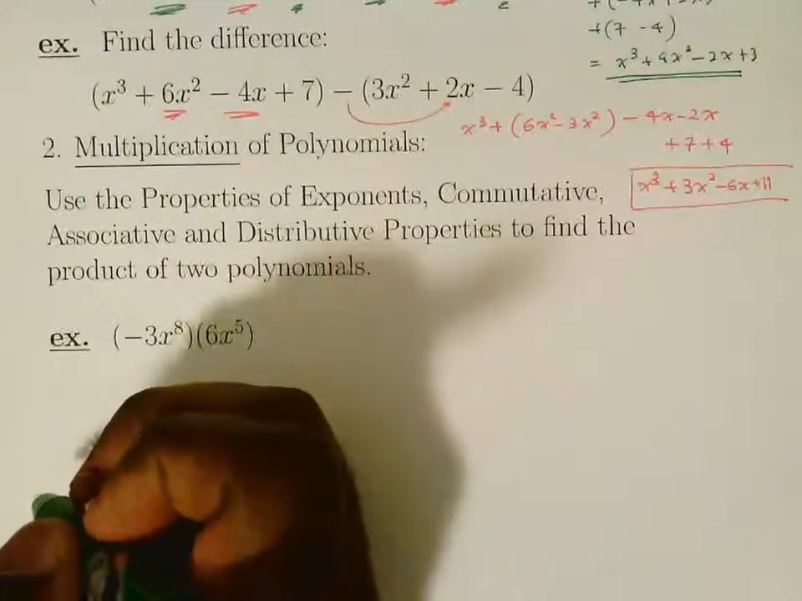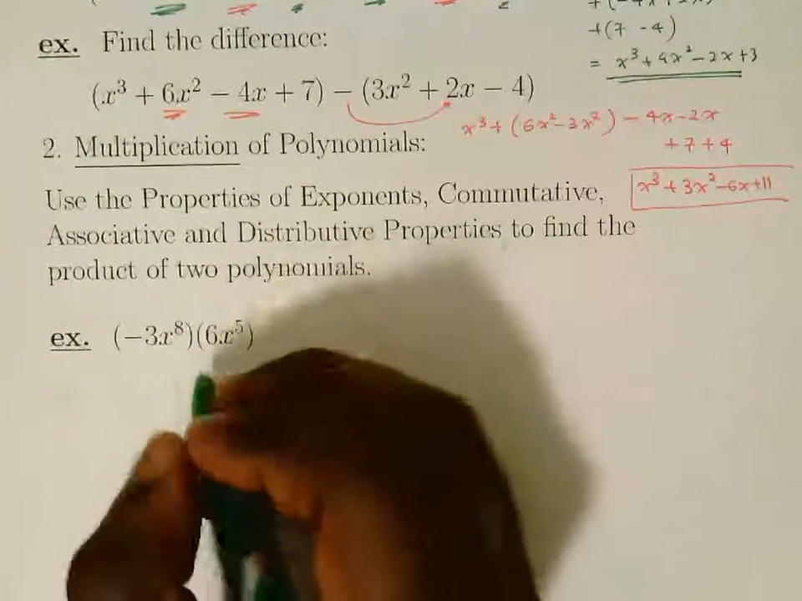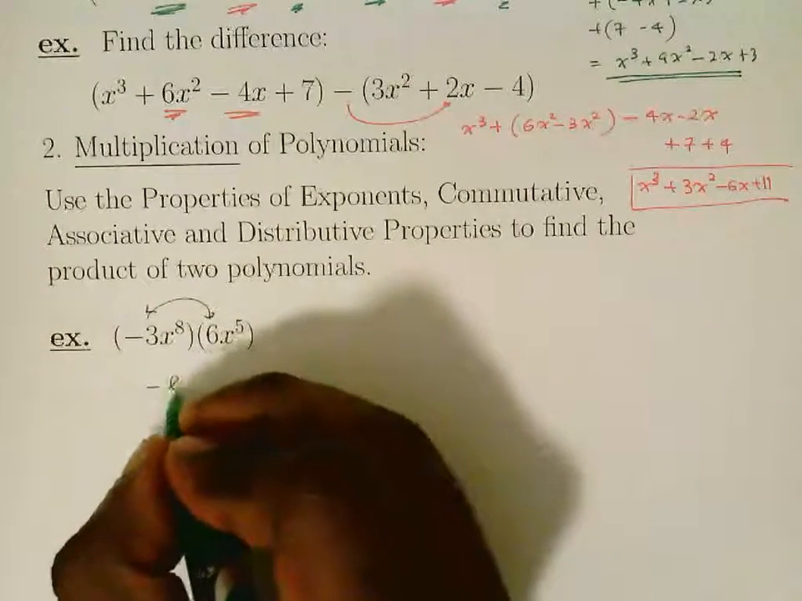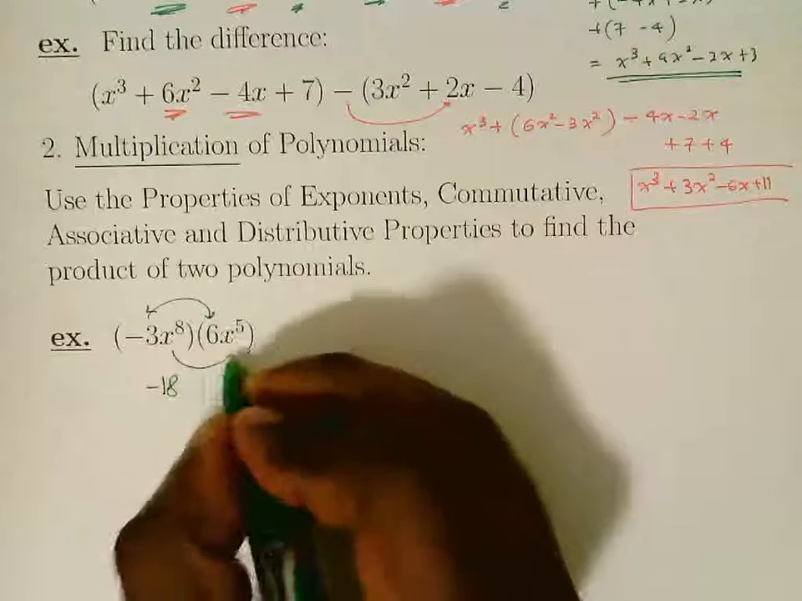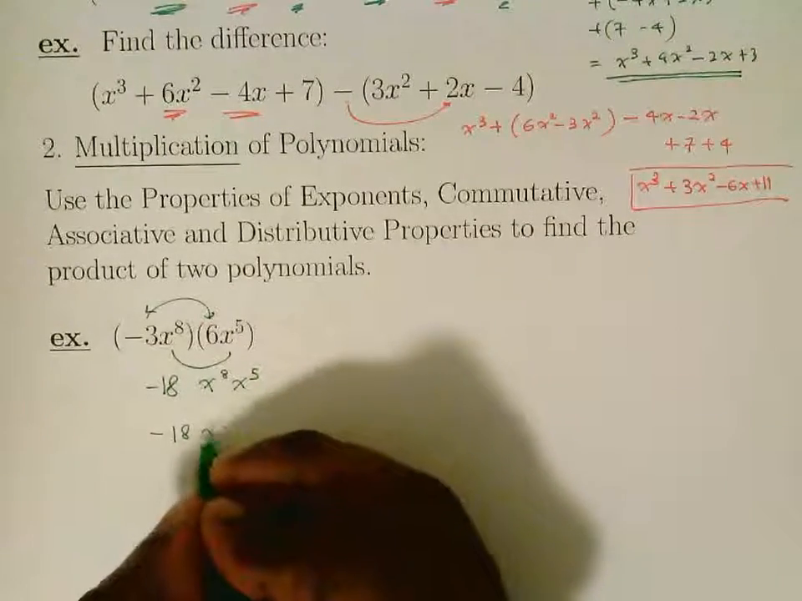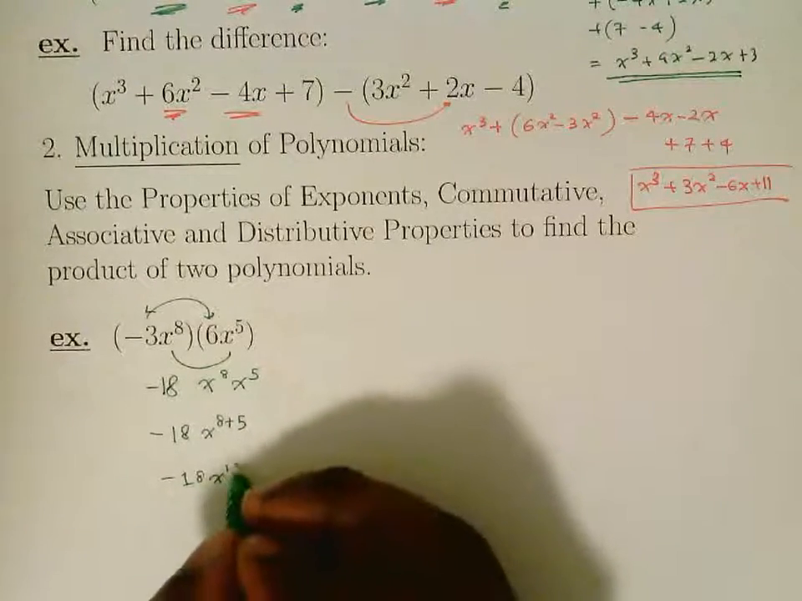Multiplication follows the distribution rule. So for example, right here, just distribute or just combine these two. That would be negative 18. And then combine these two, x to the power 8 times x to the 5. So negative 18 x to the power 8 plus 5, that is negative 18 x to the power 13.